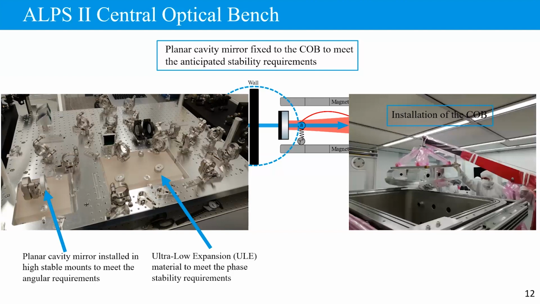In this picture, we see the installation of the central optical bench in the vacuum chamber. It's a quite heavy piece of metal which requires cranes to install it into the vacuum chamber. So it took some effort and some learning process to be able to install the bench into the vacuum chamber without bumping something, because if you have installed the optics, then you don't want to bump something and destroy your alignment.